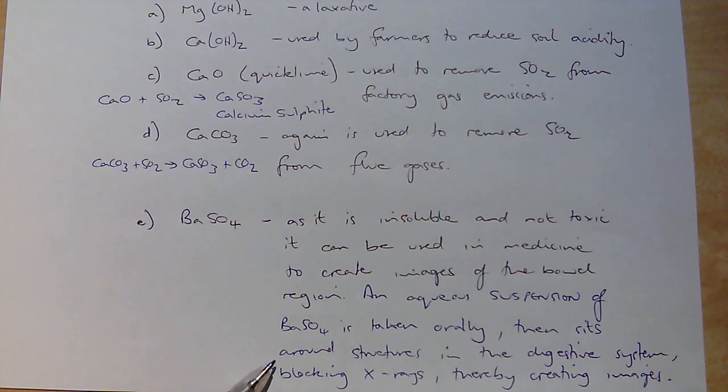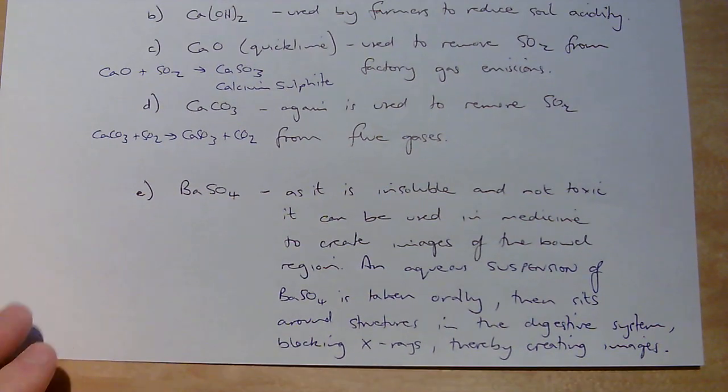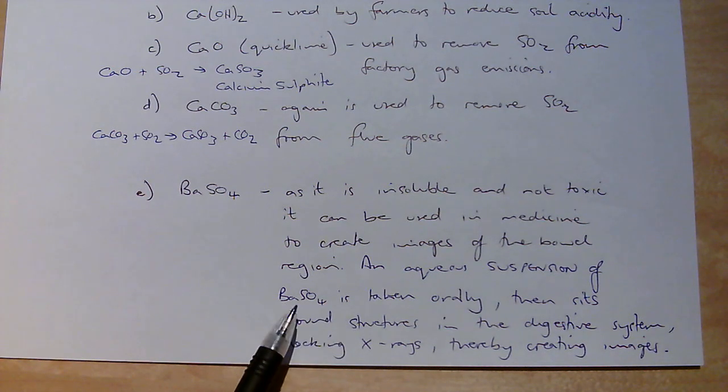Because it's insoluble, it will sit around structures in your body. When you shine X-rays on that structure, the barium sulfate blocks out the X-ray, whereas the tissue around the barium sulfate won't block out the X-ray, and it will create an image, and it will allow you to see shapes of structures in your intestine.